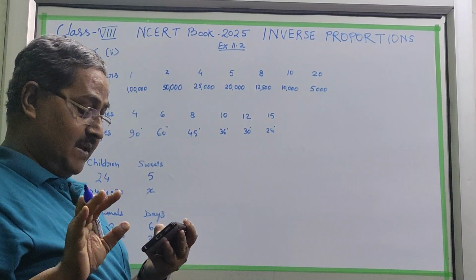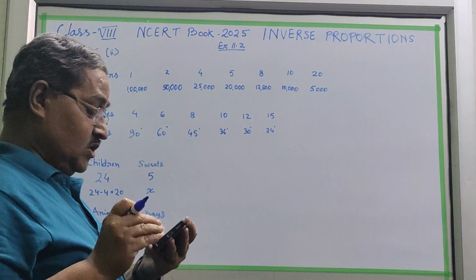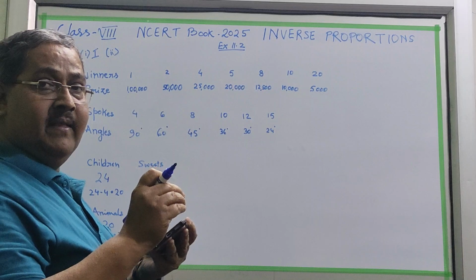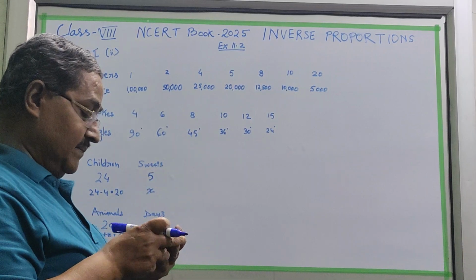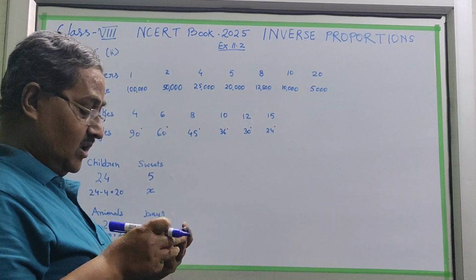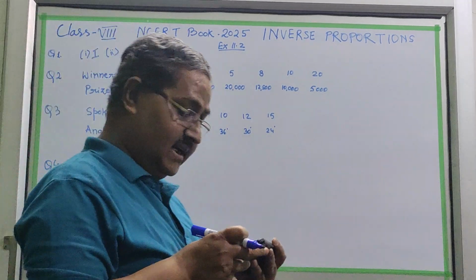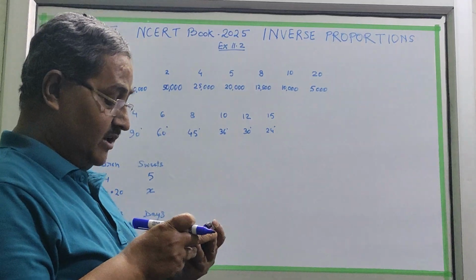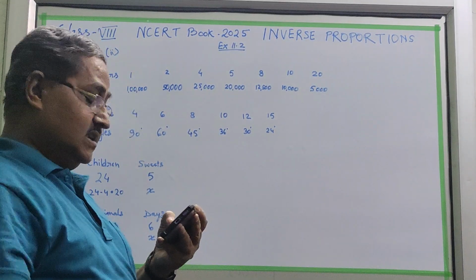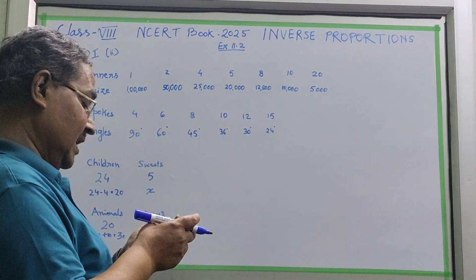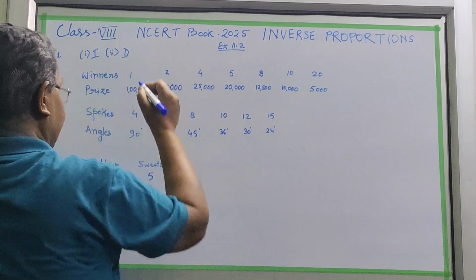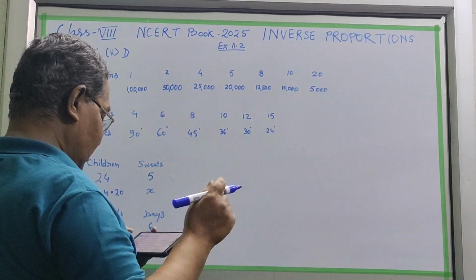Now coming to the second, the time taken for a journey and the distance travelled at a uniform speed. Speed is the same, speed is not changing. So if the time is more, the distance travelled will be more. If the distance is increased, the time taken will increase. So it is a question of direct proportion, because time will increase, distance will also increase.